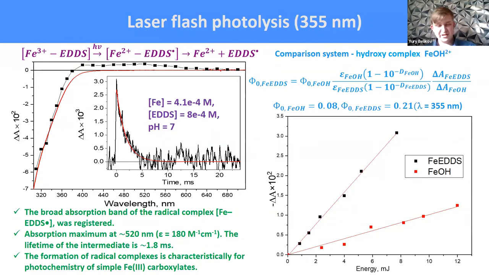We believe that this is a radical complex, and the formula of the reaction of its formation you can see on the slide. We believed in it because in our laboratory we have obtained such results for other natural acids. By studying the kinetics of the radical complex, we found a relatively long lifetime, such as 1.8 milliseconds. Secondly, we used a comparison system to measure quantum yield, and it was about 20%.